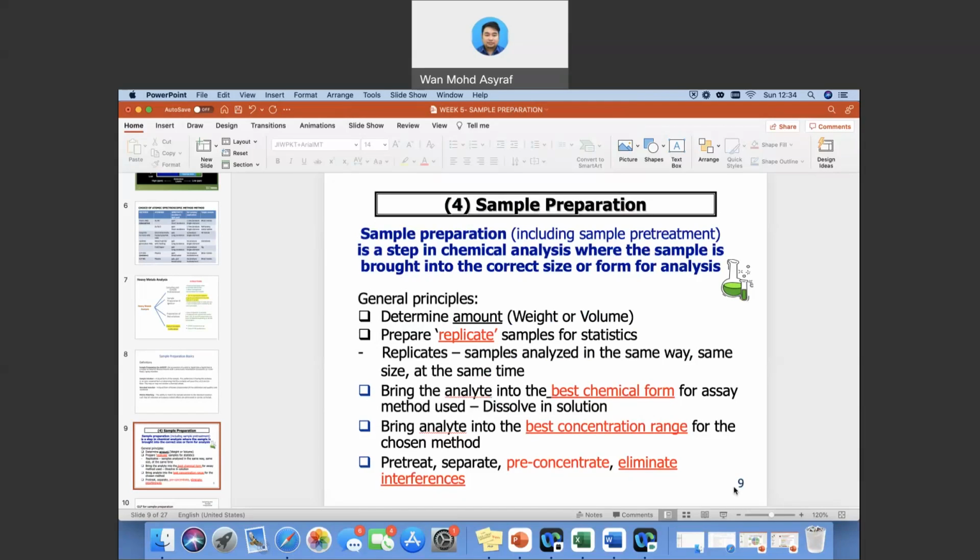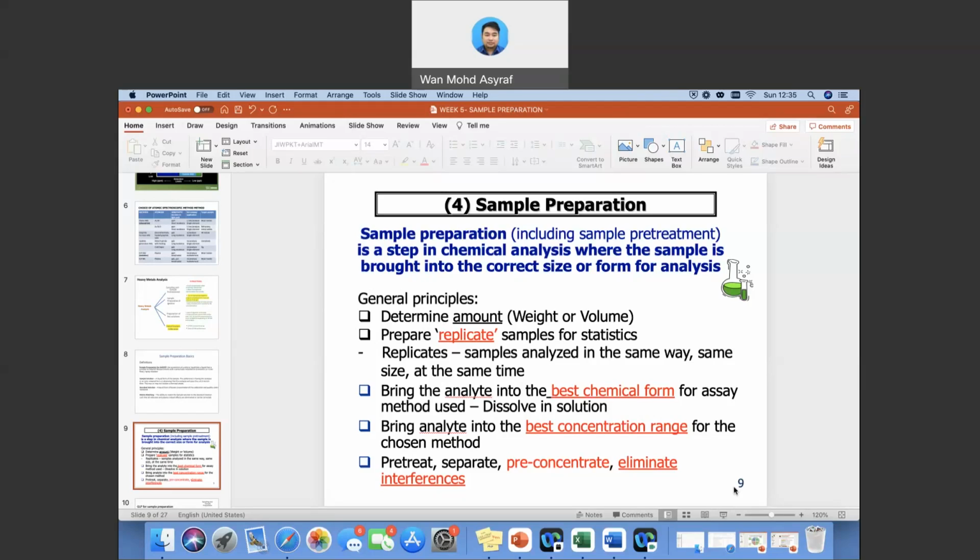For example, imagine that you want to analyze heavy metals in a fish. You don't want all parts of the fish to be converted into solution and then analyzed through, for example, AAS. So you need to determine the correct form of the sample itself to fit for the analysis.